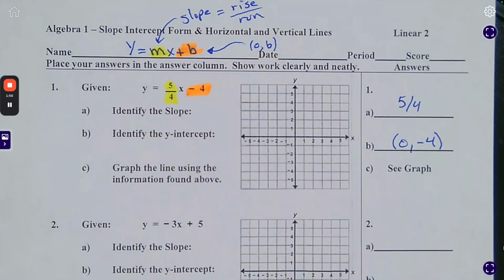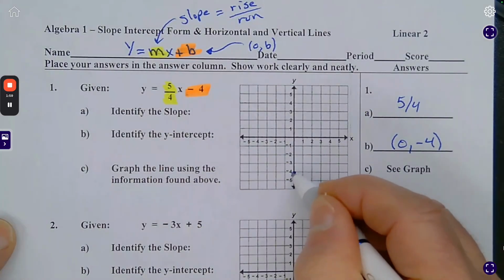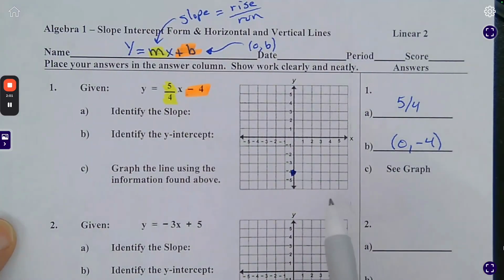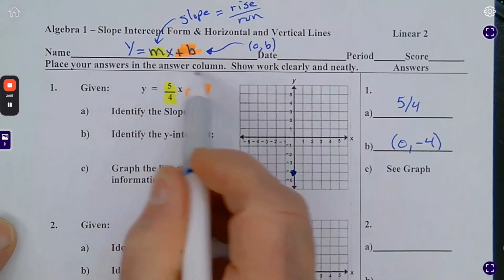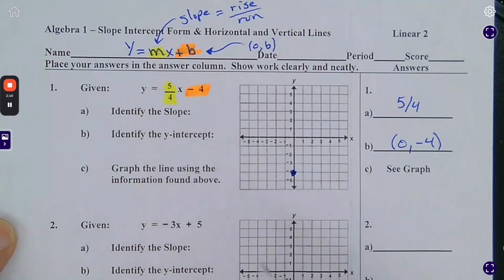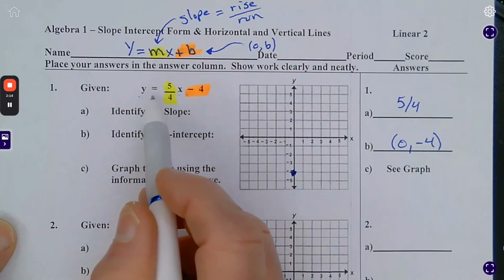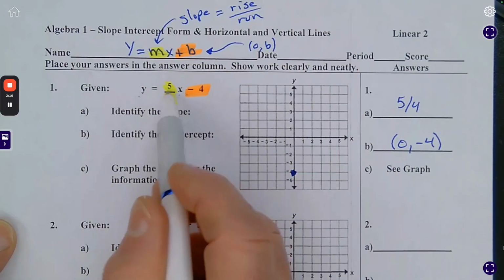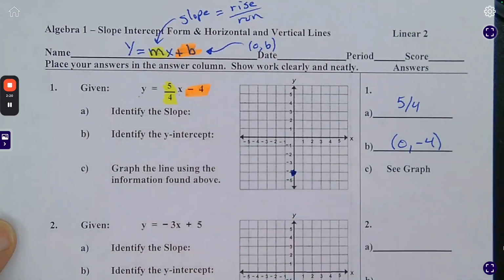Now I'm going to go ahead and graph it. To graph it, you always plot the y-intercept first because that's a known point that makes this equation true. What you're trying to do is show me the solutions. So graphically, you're going to show me all of the x and y's that make this equation true. That's important. If I put -4 in for y and 0 in for x, well, -4 equals 5/4 times 0. 5/4 times 0 is 0 minus 4. So -4 equals -4. That's true.